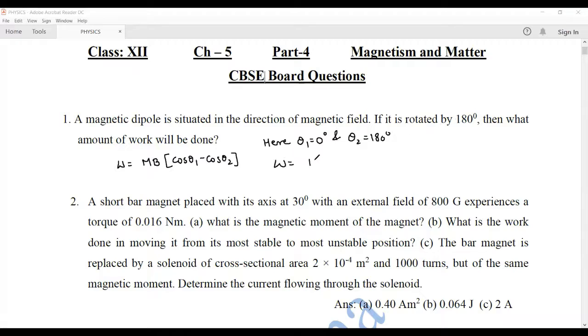Then work done will be given by mb (cos 0 minus cos 180 degree). We know that cos 0 is equal to 1 and cos 180 is equal to minus 1. Hence, the work done is equal to twice of magnetic dipole moment into the magnetic field.